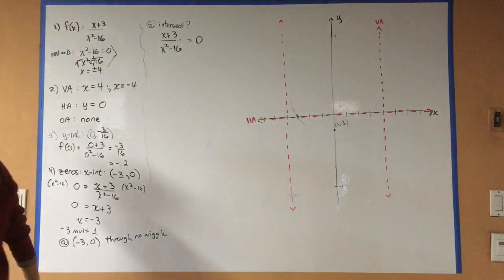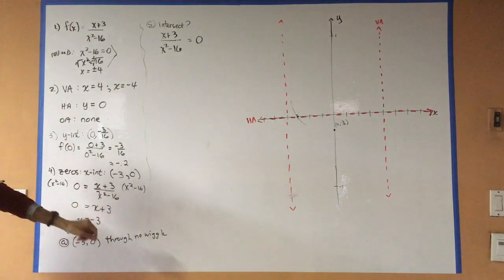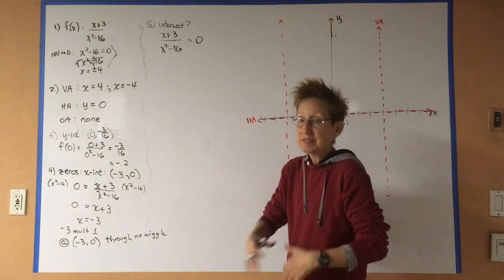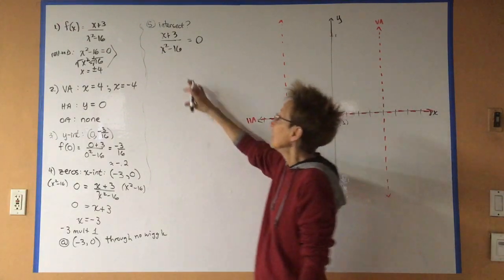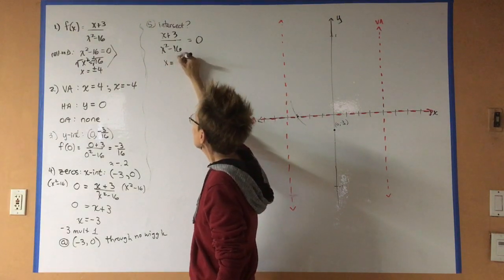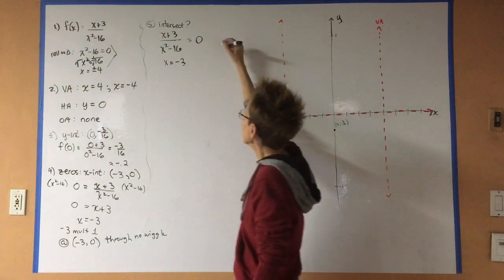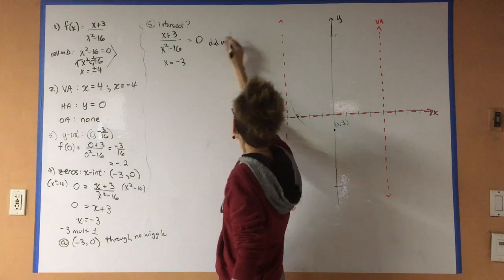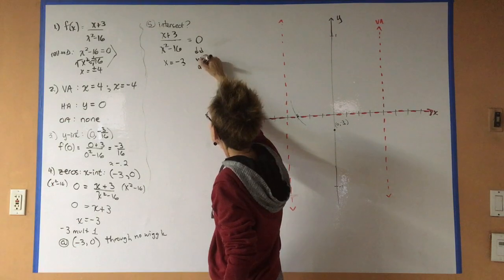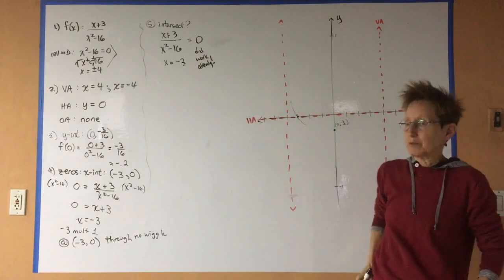But guess what? We just did this. Look, it's a repeat, and it has a little bit to do with the fact that the HA was y equals 0, and that happens to be where the zeros of the function are. So I've done this already. This gives me x equals negative 3. So I did this already, did the work. Don't need to do it again. If you've already done it, you don't need to repeat it.